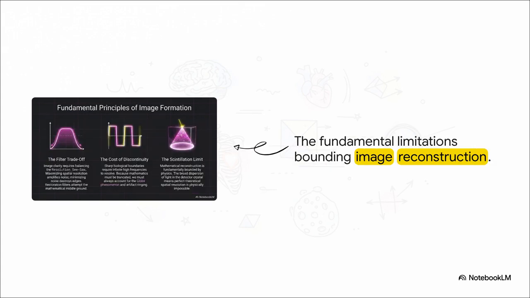So, what should you really take away from this explainer? Well, there are 3 inescapable truths, fundamental principles of image formation that engineers have to battle every single day. First, the scintillation limit. Perfect theoretical spatial resolution is physically impossible because light inevitably disperses in the detector crystal. Second, the cost of discontinuity. Because we can't compute infinite math, we must always account for truncation and those resulting Gibbs phenomenon ringing artifacts. And third, the filter trade-off. Clear images require perfectly balancing the resolution seesaw, intentionally sacrificing some sharpness to keep noise from ruining the picture.